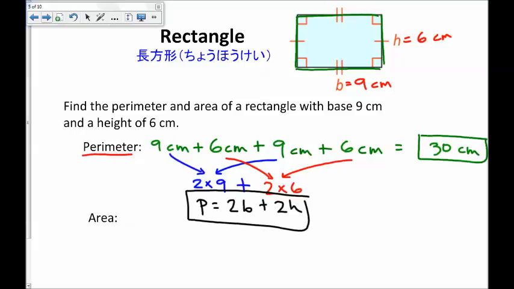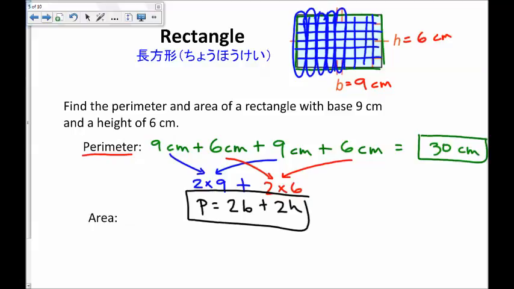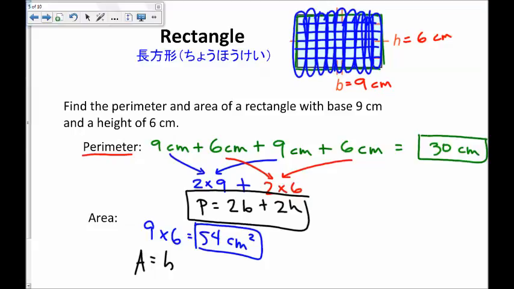Next, the area. Again, if I cut this into 9, then I have 9 groups of size 6. And the area is 9 times 6, which is 54 centimeters squared. Now, the formula is the base times the height. And that is the formula for the area of a rectangle.